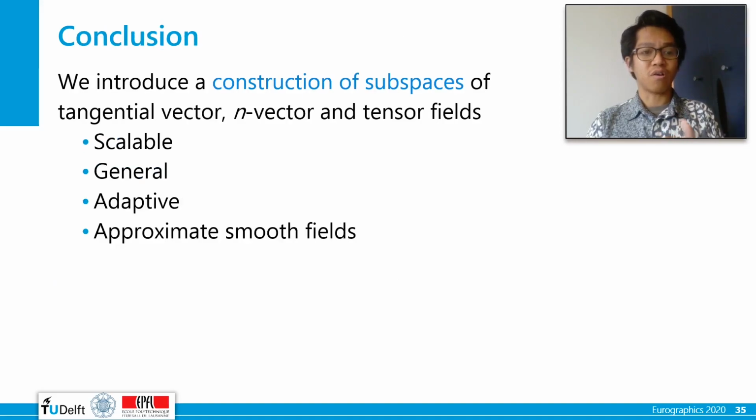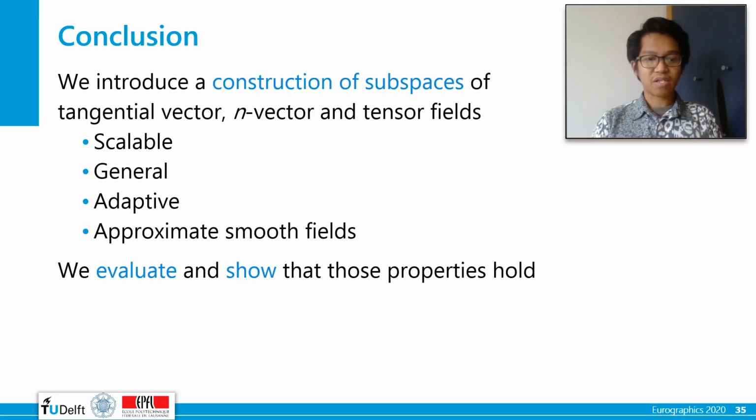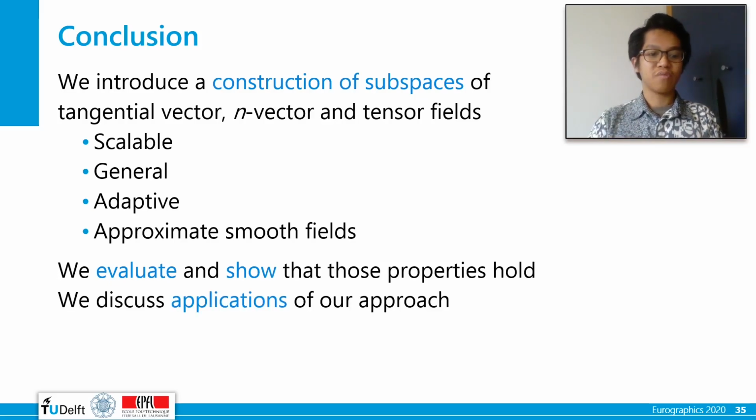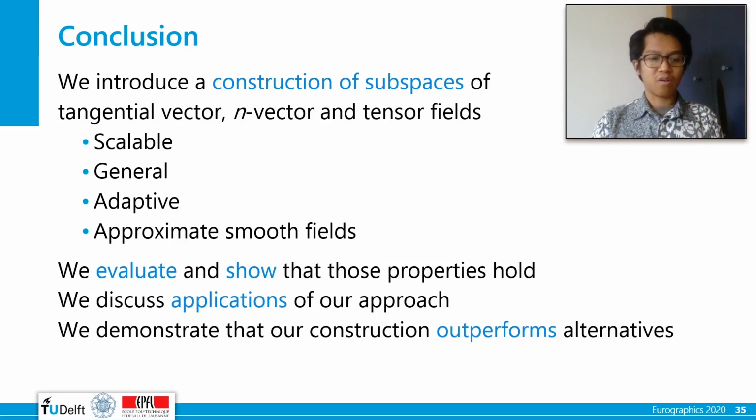So in conclusion, we introduce a construction of subspaces of tangential vector and tensor fields that are scalable, general, adaptive, and can approximate smooth fields very well. We evaluate and show that these properties indeed hold, and we also discuss applications that we can build on top of the approach. We also demonstrate that the construction outperforms the alternative constructions.